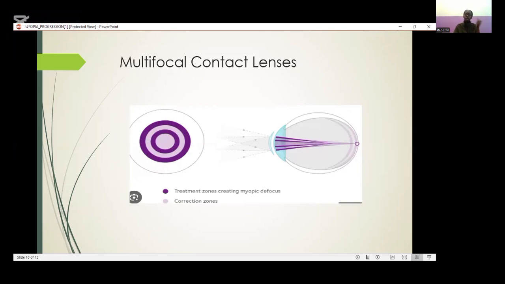Yeah, so we have multifocal contact lenses where, from the figure, we have the dark purple area, which is called treatment zones, creating myopic defocus. And then we have the light purple zones, which are the correction zones. If you look at this, the technique is similar to the DIMS lenses, such that there is an area dedicated to focusing on distance vision, and there's an area also dedicated to making sure that the image being formed is not formed beyond the retina to signal growth of the eye, hence increased axial length. Yeah, let's have the next slide.